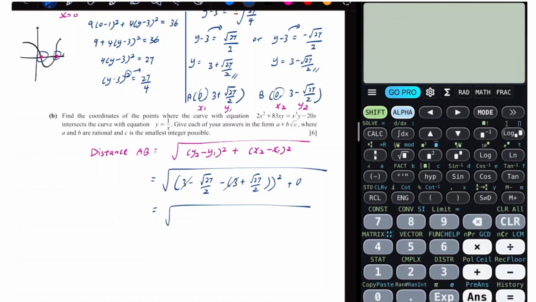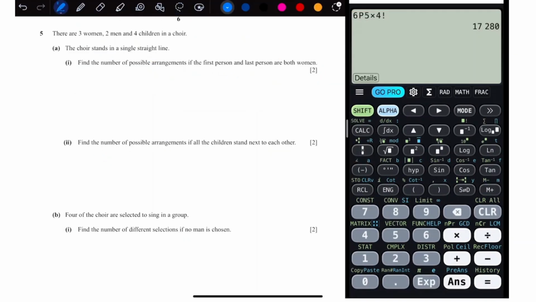So this will be cancelled out. So we're going to have negative 27 squared. That will lead us to root 27, or since it's 9 times 3, it's going to be 3 root 3 units. Okay, you can represent your answer in either way. Okay, for the next one.